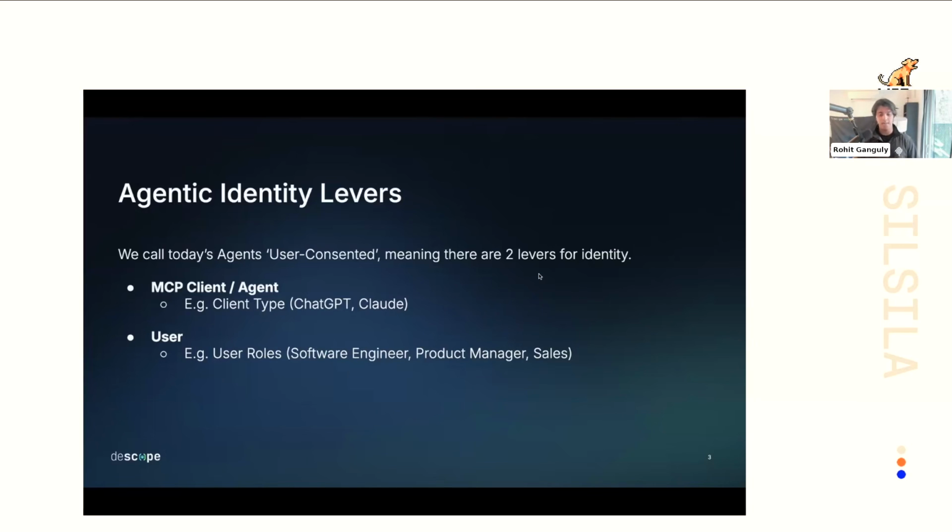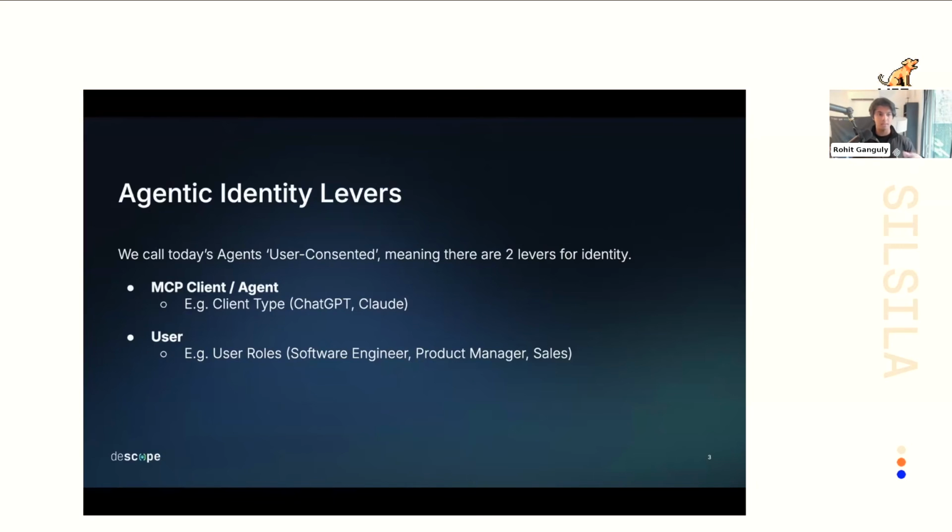Starting with the MCP client, there's the client type, for example, that we can take a look at. I can look at ChatGPT specifically as an agent, or Claude as an agent. That's part of the agentic identity. And then there's also the user. This pattern of agents today we call user consented, because usually an agent will try to do something, and it'll prompt a consent flow or consent experience for the user: do you authorize this app to have access to these resources? That's what we call, at least at Descope, a user consented agent.